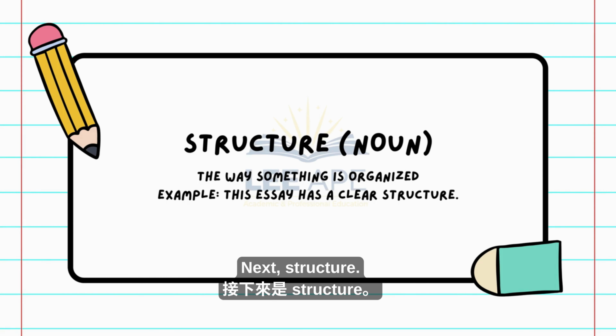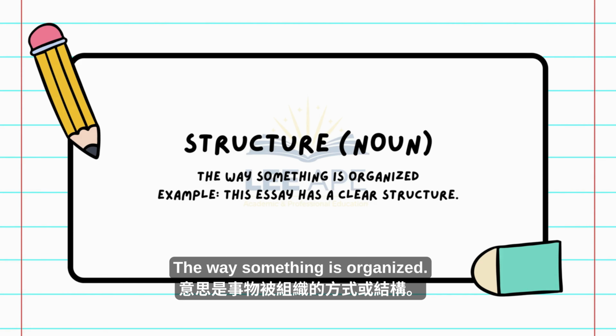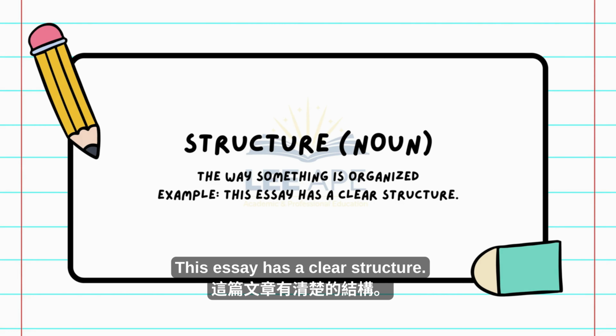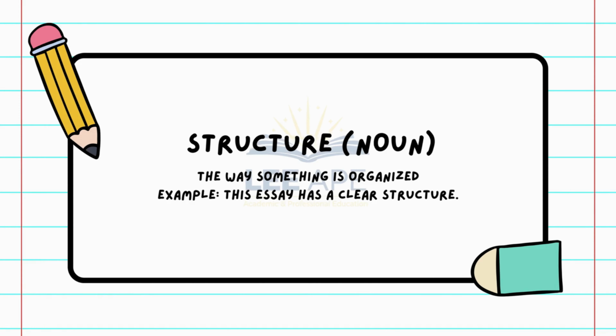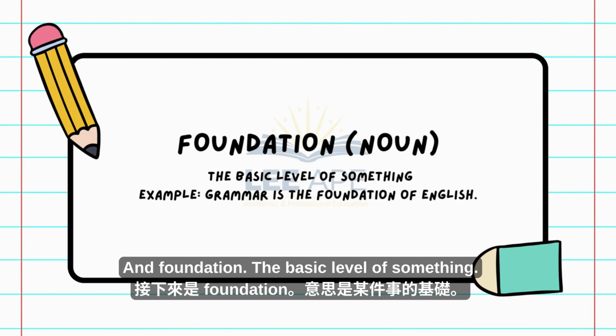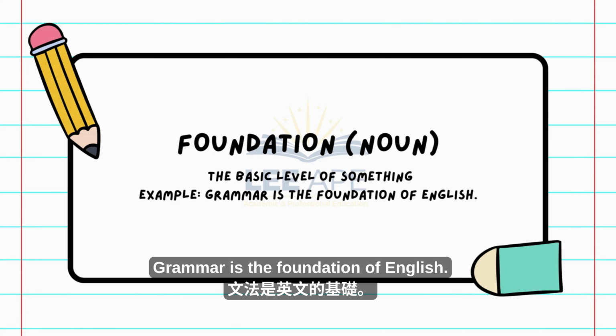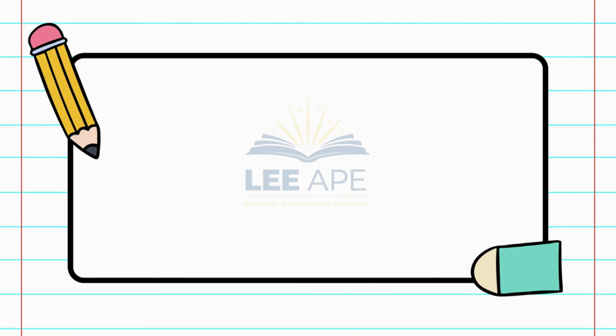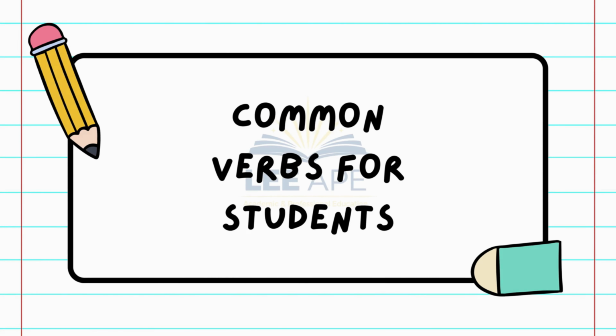Next, structure. The way something is organized. This essay has a clear structure. Foundation. The basic level of something. Like, grammar is the foundation of English. Lastly, common words for students.